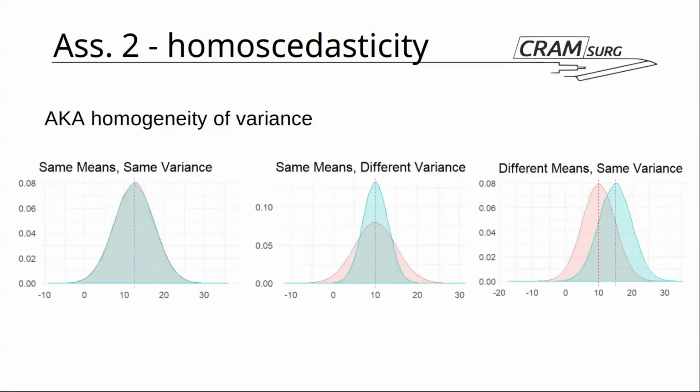I'll try and give you a graphical example, very simple. You can have two identical populations. They have the same mean and they have the same variance, as the one you see on the left. You can have two populations that, as you can see here, have the same mean but a different variance. You can have populations that have different means but the same variance.